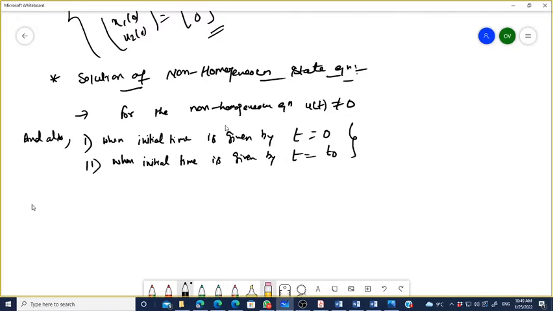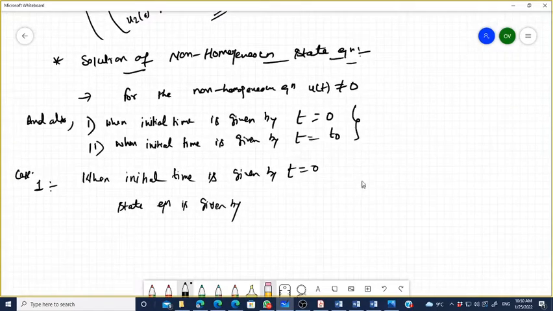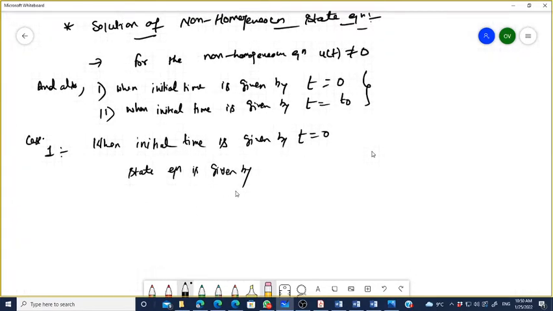So the first condition we are considering first. Case 1 is when the initial time is given by t equal to 0. So what is the state equation? Our non-homogeneous state equation is given by, can anyone tell me? Yes, x dot t is equals to A x(t) plus B u(t). Very good. This is the equation.